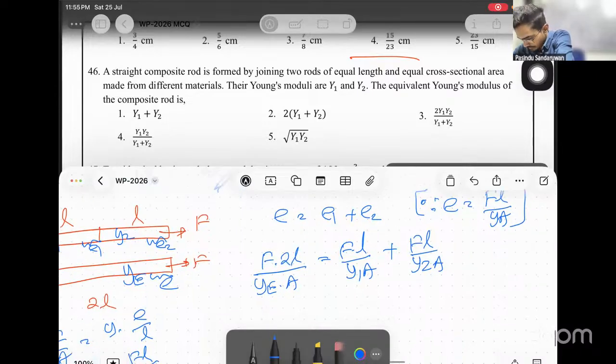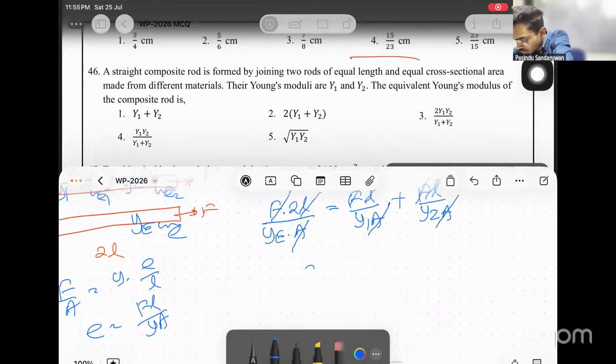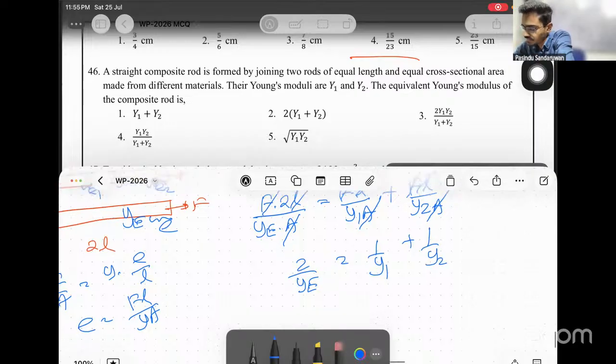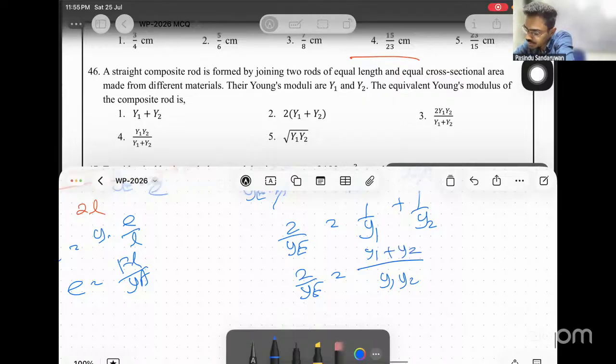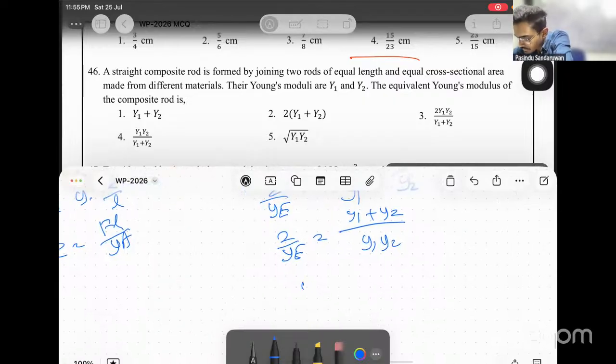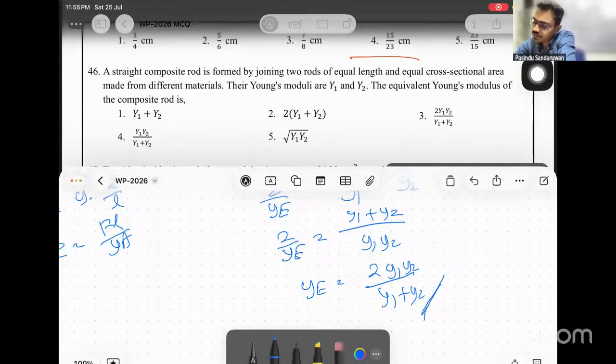Now, F cancels, A cancels, L cancels. Then here 2 over YE remains. From here 1 over Y1 plus 1 over Y2. Then simplify: 2 over YE equals, common denominator here is Y1 Y2, and here that is Y1 plus Y2. Then subject YE, YE is 2 Y1 Y2 over Y1 plus Y2. So answer is 3.